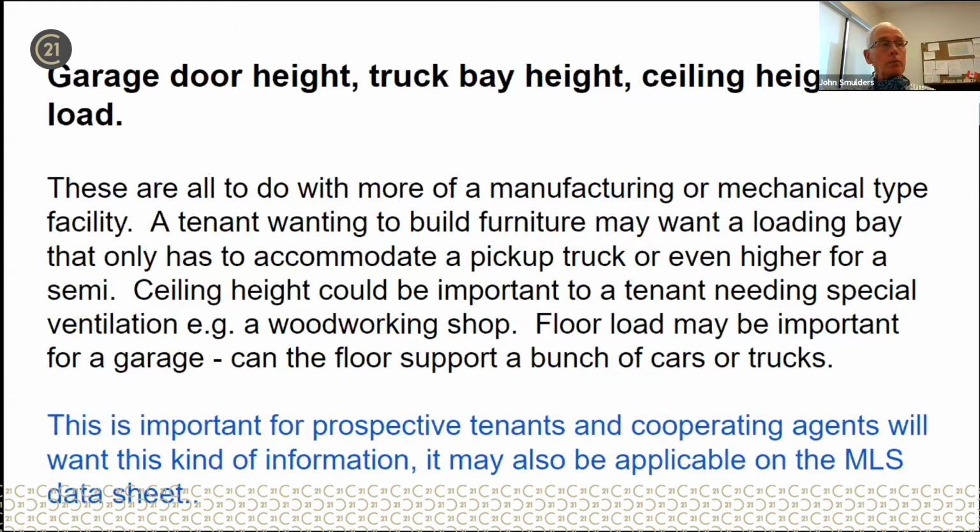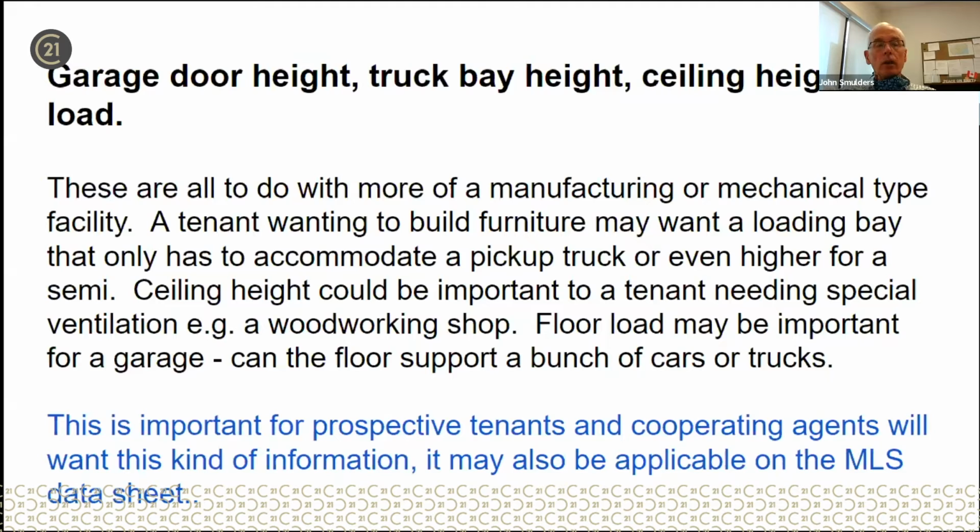Bring a measuring tape with you. As real estate agents, you should all have measuring tapes anyway, but bring one, or one of those electronic laser devices that you can point to figure out how high things are. It's really important to know those details on your MLS data sheet. Once again, it helps the cooperating broker, it helps the landlord, and it helps you so that you don't get a million questions. If you have that information in advance, it really helps.